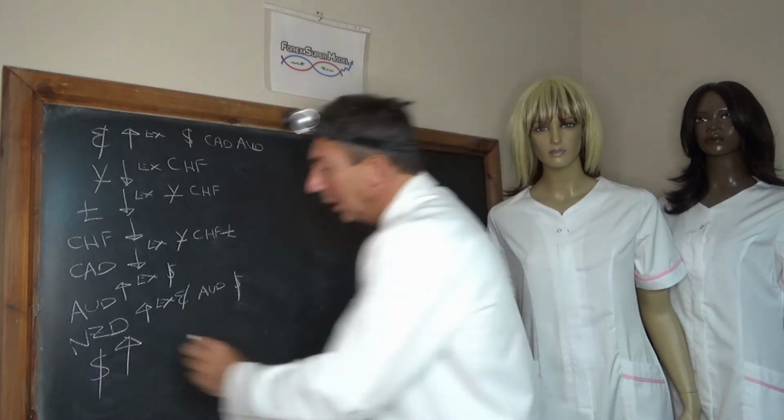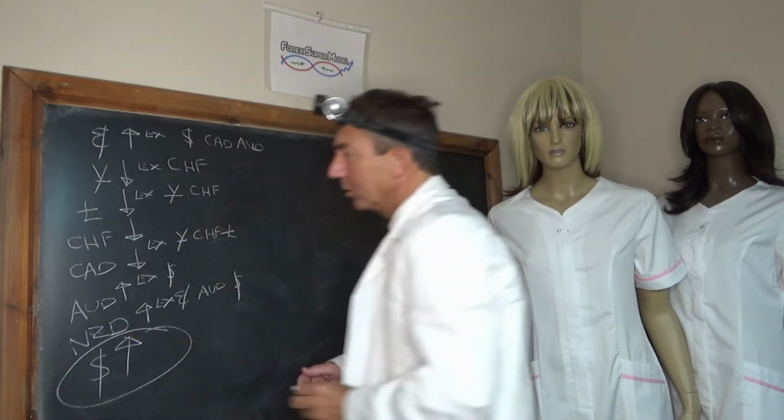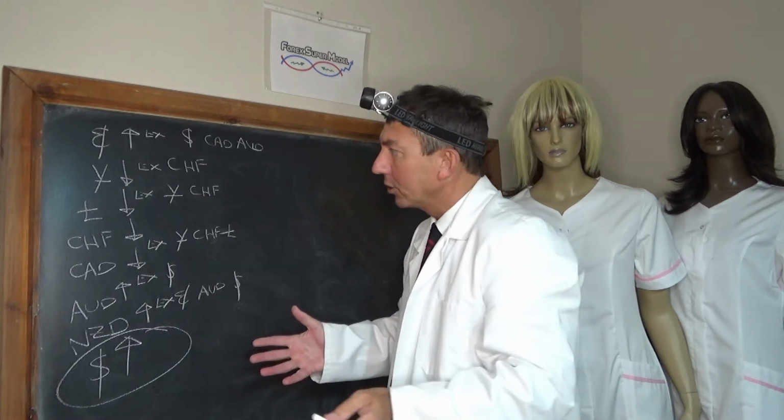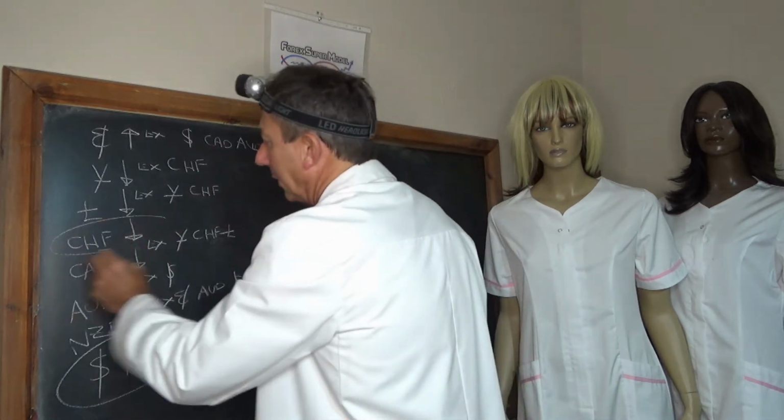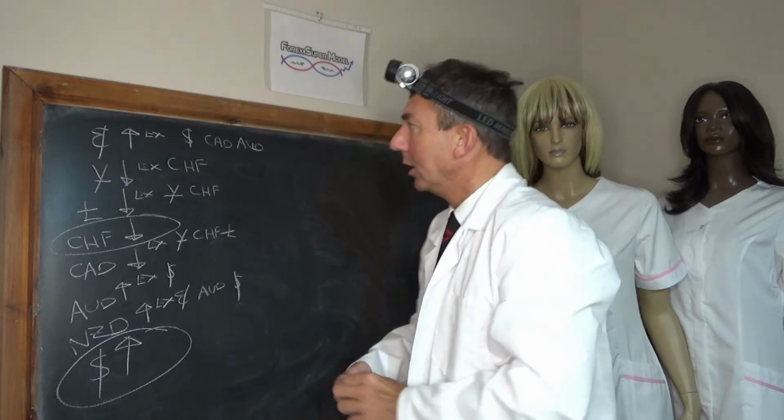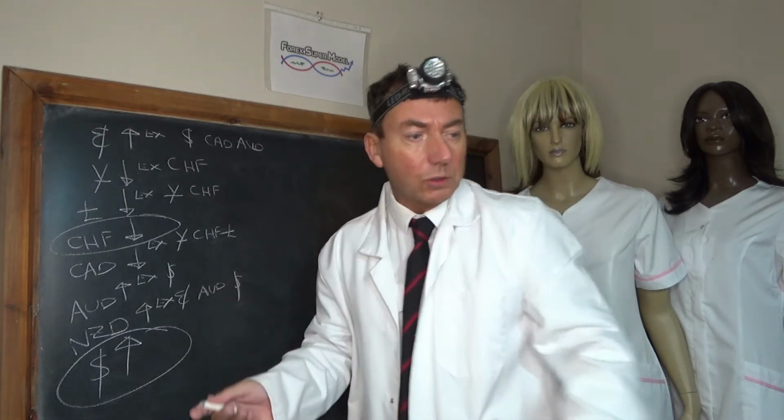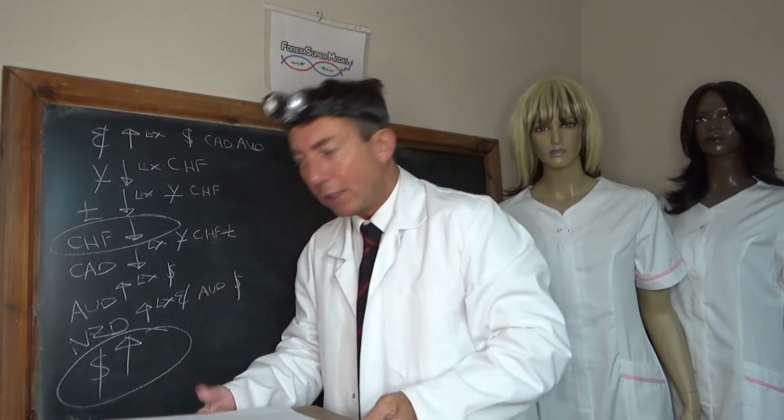So what have we got? We've got dollar strength now in the Asian session to the exclusion of all else, and we've got Swiss weakness to the exclusion of all else. Take your pick in the middle. What's going to knock it about, or what has knocked it about?